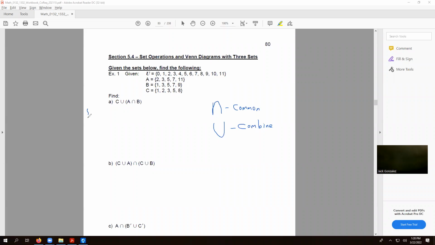So C is 1, 2, 3, 5, 8, right? And we said A intersect B was 3, 5, 7. So when you combine these together, you just make a bigger set, right? Just don't repeat anything. That was 1, 2, 3, 5, 7, 8. So this would be your answer.